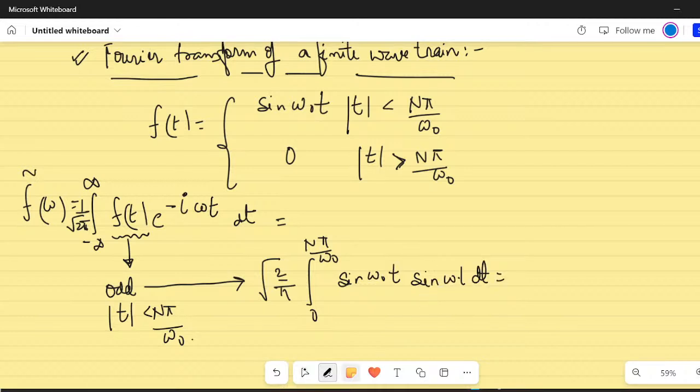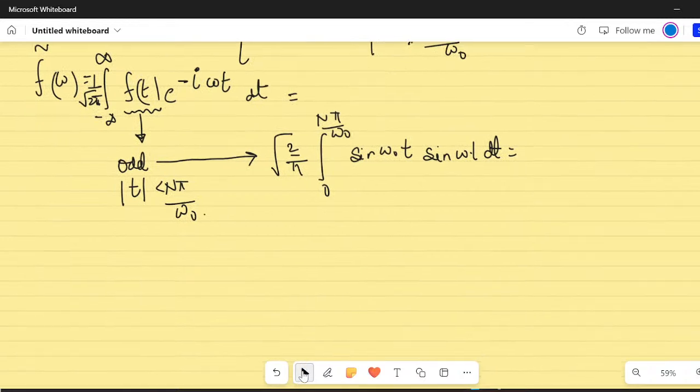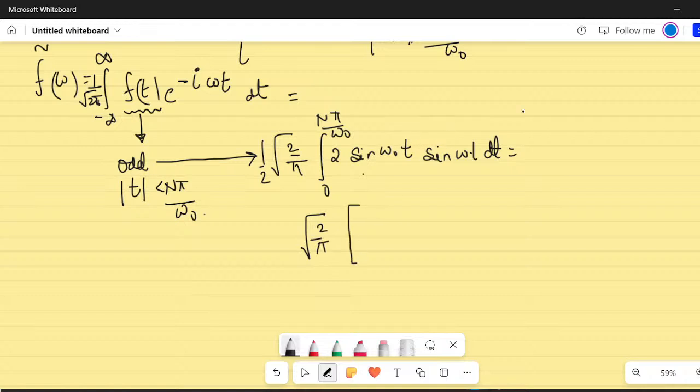And by the formula, if I write 2 here and divide by 2, so 2 sine A sine B, I know it is, sorry, the formula would be the cosine formula: 2 sine A sine B is cos of A minus B minus cos of A plus B. Or you can say, if 2 is written here, it will balance itself. I will directly write 1 upon root 2 pi.